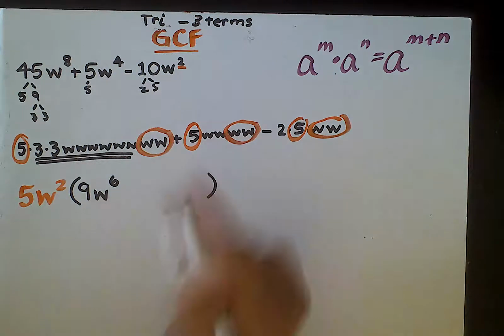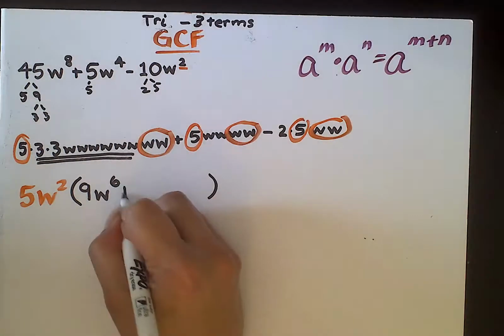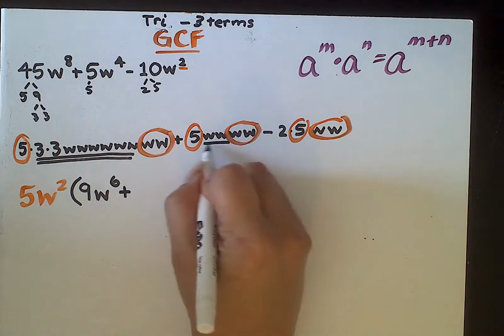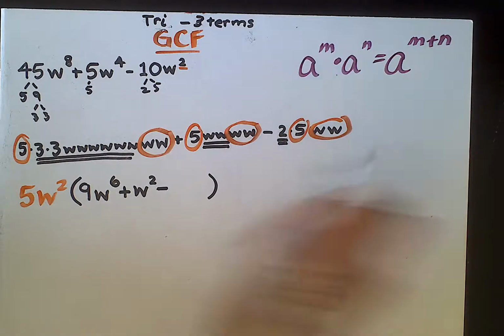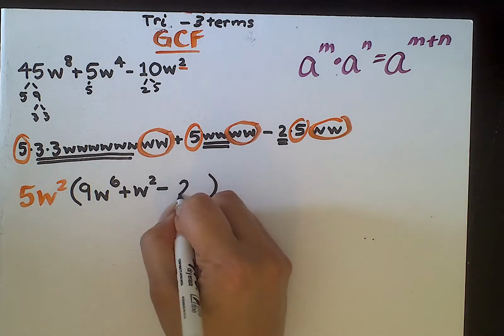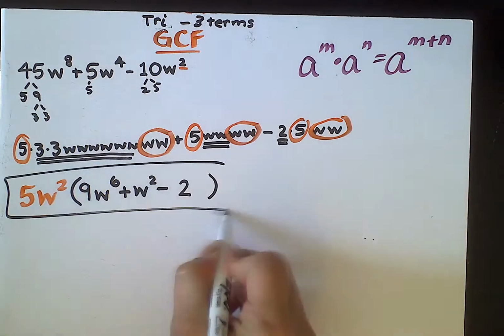All right, now I'm going to bring down my plus sign. Now in this case here, I should be getting a 4. So 2 plus 2 is 4. W squared minus, the only thing that I don't have circled is a 2. This is my final answer.